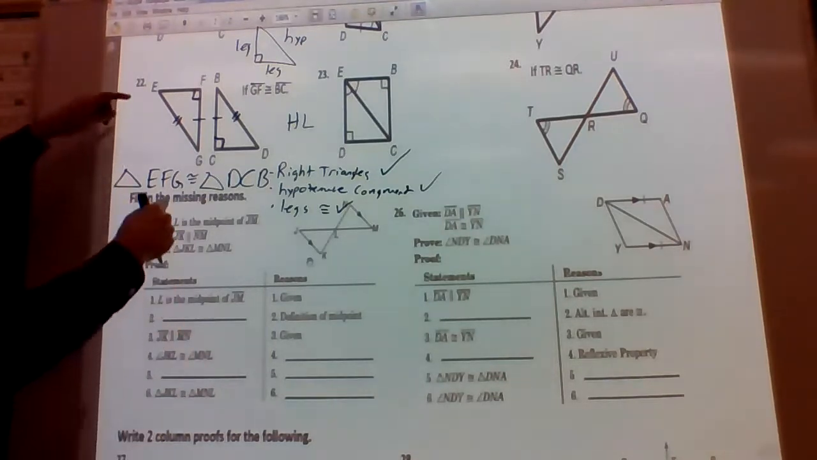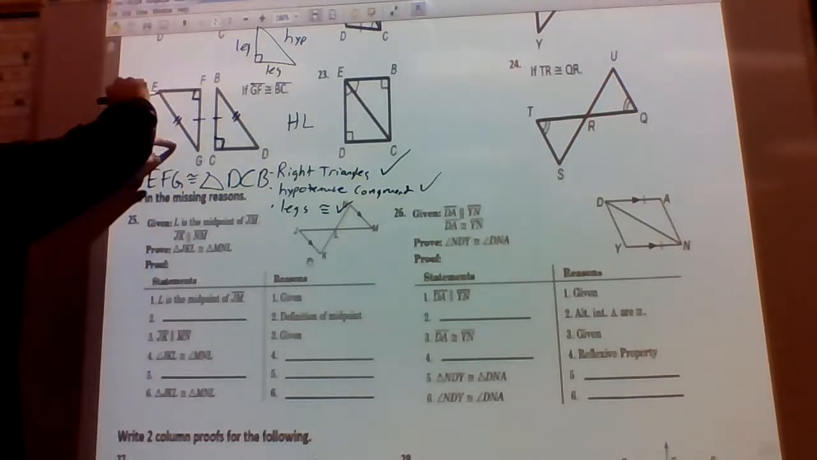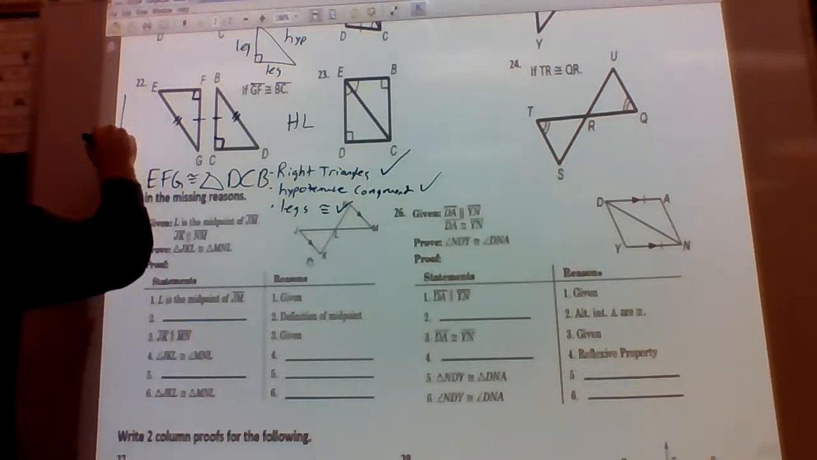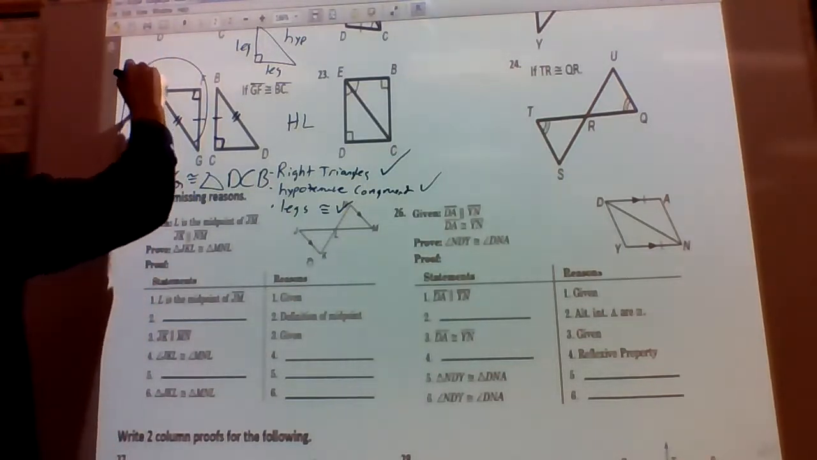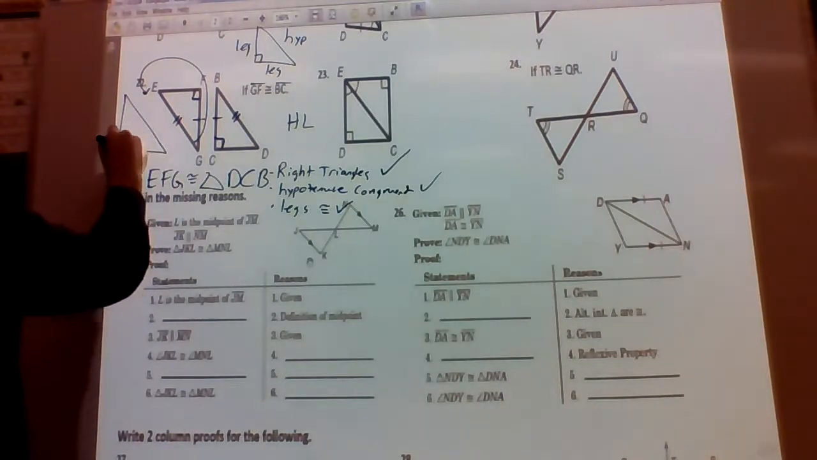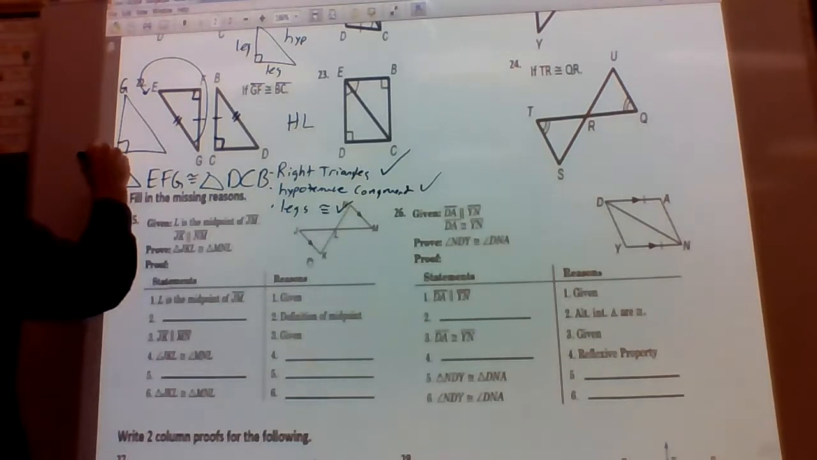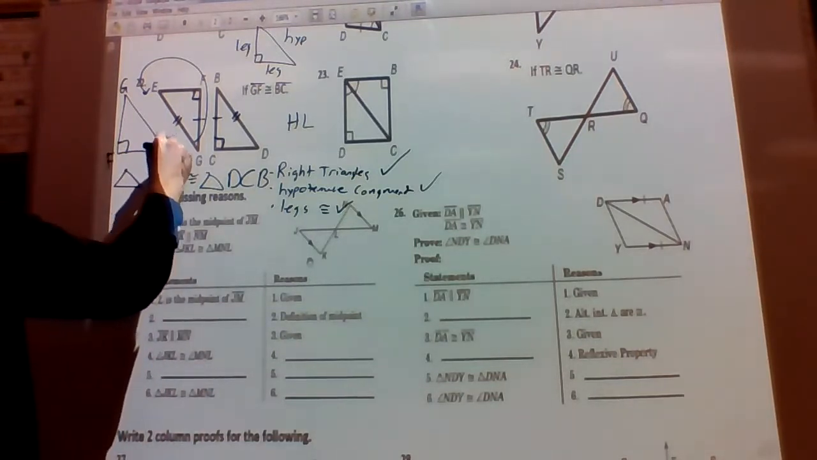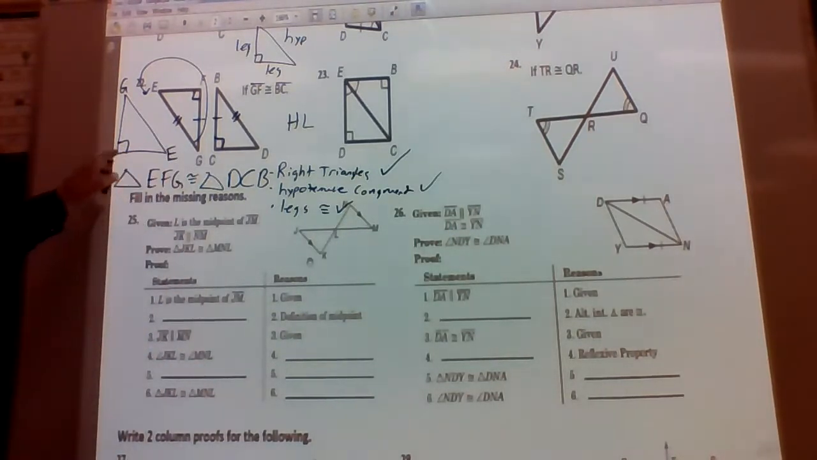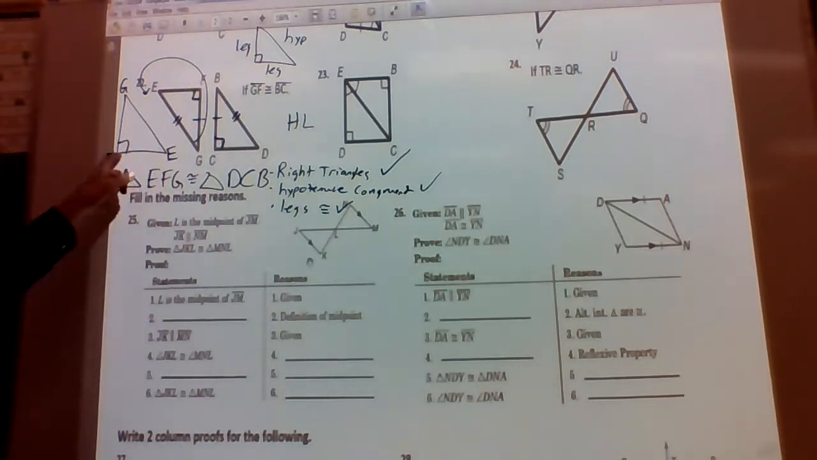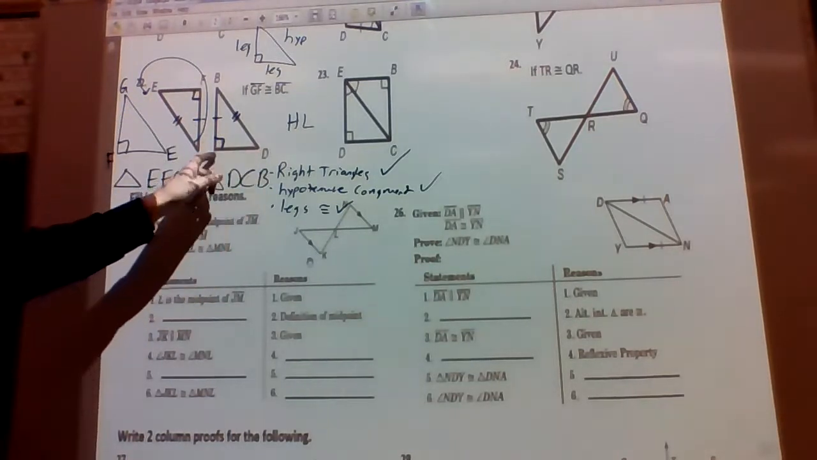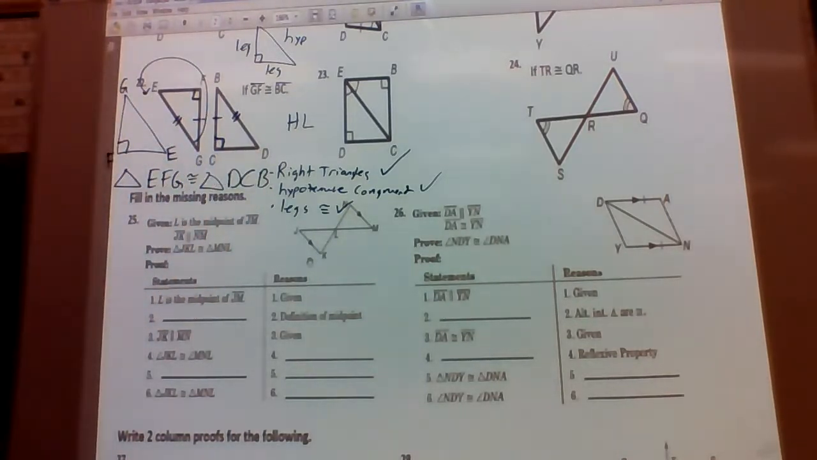Again, if we rotate this around, here's our right angle. G comes up here. Our right angle is at F. This is E. So EFG is congruent to DCB. EFG, DCB. Rotate it. Same.